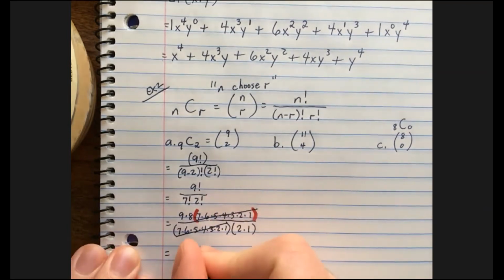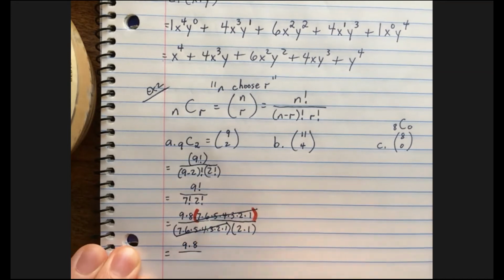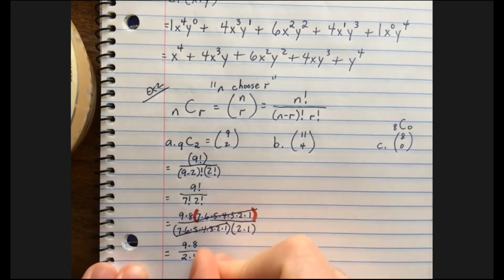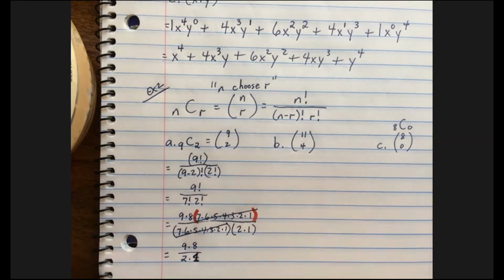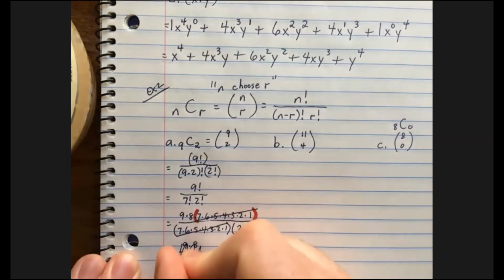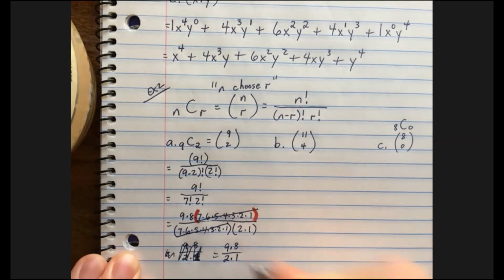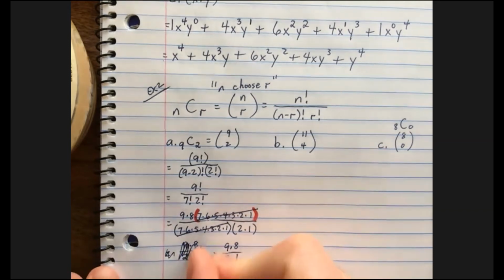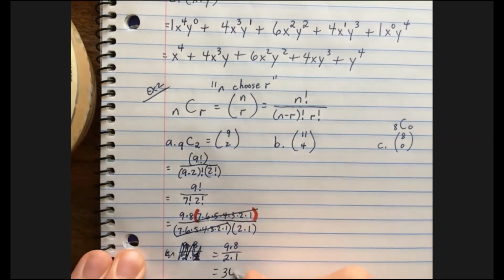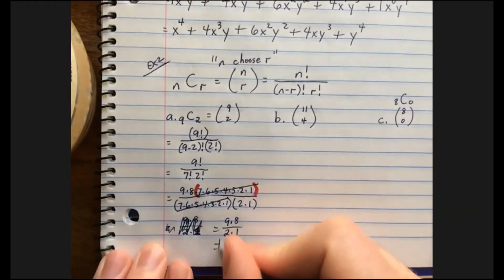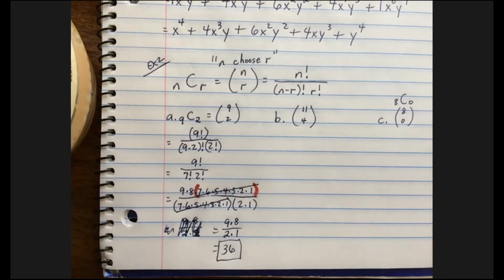So the only thing we're left with is 9 times 8 over 2 times 1, not 2 times 4, 2 times 1. Sorry about that. 9 times 8 over 2 times 1. Let's just fix that. There we go. Which is 36. All right, so that's cool. So that's what a combination is.